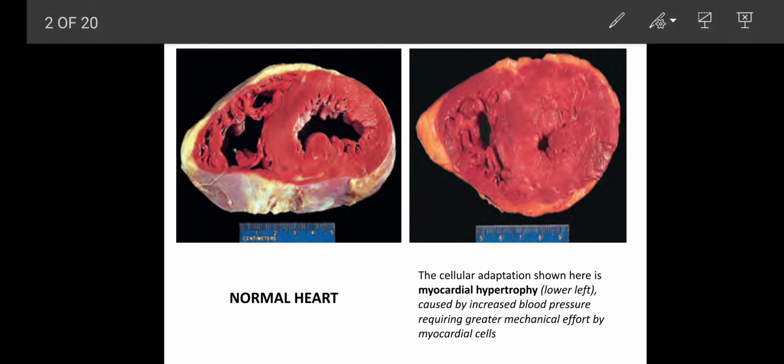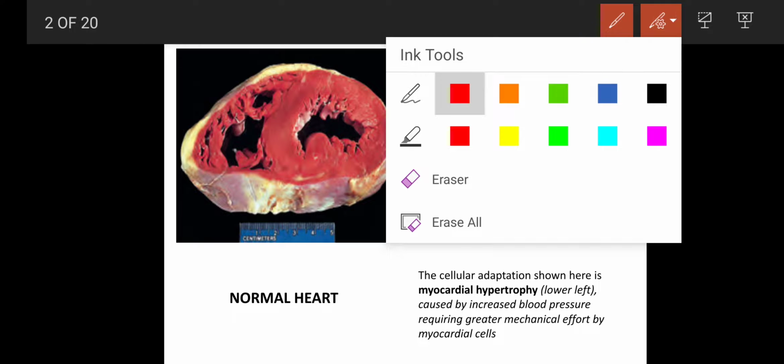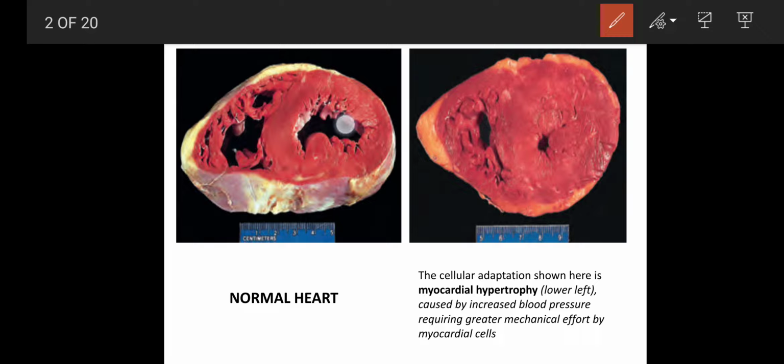Okay, so you all must have understood that this image on the left hand side is showing a normal heart, and this image on the right hand side is showing a hypertrophied heart. See, compare the thickness of the left ventricle with the thickness of the left ventricle of a hypertrophied heart. See how much it has increased.